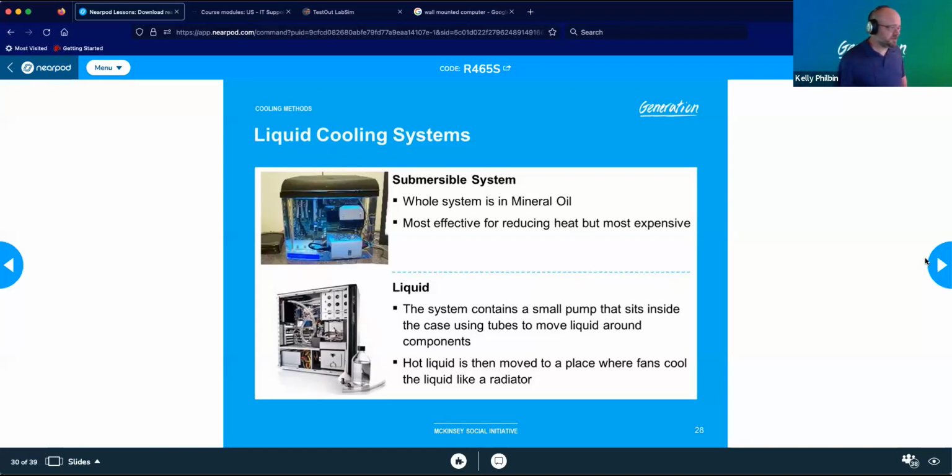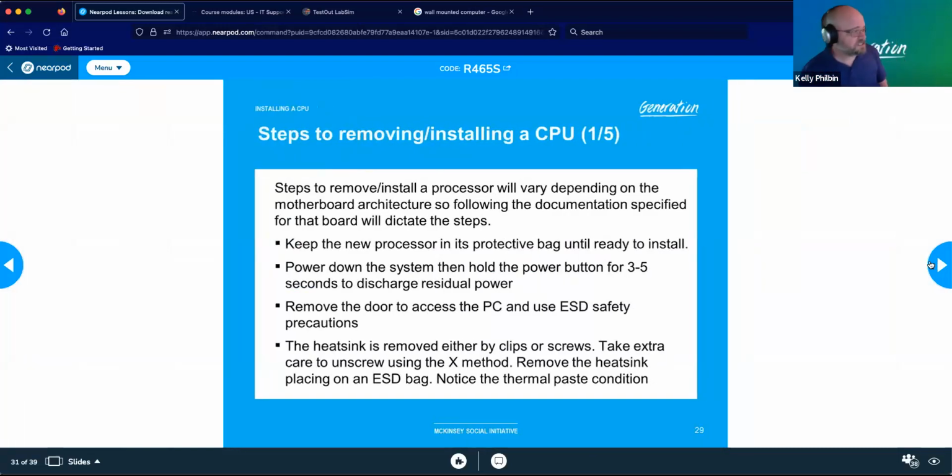So submersible and liquid. For the most part, in enterprise settings, you won't come across those two unless you're doing IT for an animation company or graphics processing or engineering firms where they're going to be using lots of computing power, then you may be getting into liquid cooling and stuff like that. But your standard offices and stuff like that, not typically. It's mostly going to be the heat sink and fan method.